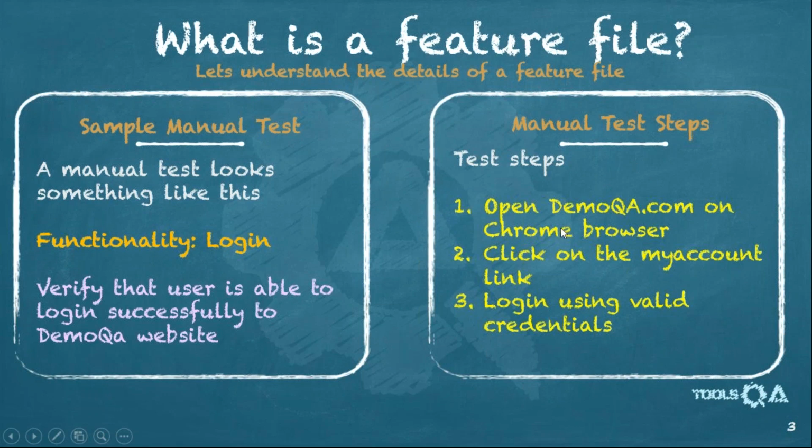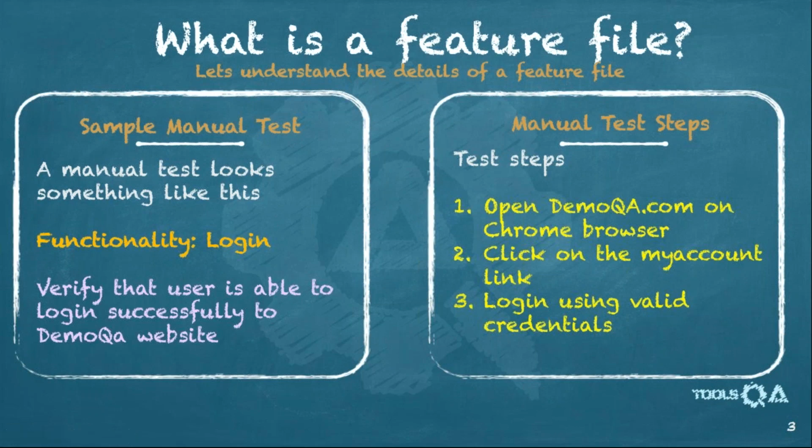You would say that first step would be the user will open demoqa.com on the desired browser. In our case we have just chosen Chrome browser. Then you will say that user will click on the My Account link, and then in the third step you would say that user will try to log in using a valid credential. So if he or she is able to log in with a valid credential, the test will pass. If the user is not able to log in, then the test will fail. So basically, this is how we create a manual scenario.